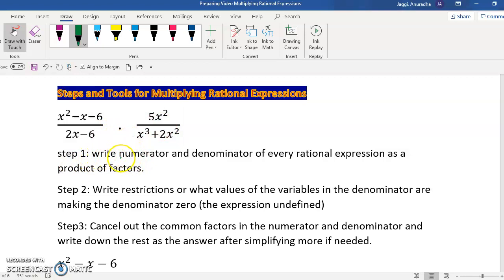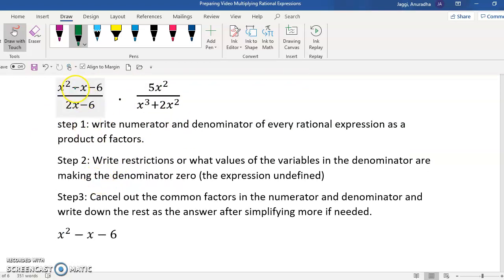Step 1. Write the numerator and the denominator of every rational expression as a product of factors. Whatever you can write as a product of factors, or wherever you can take the GCF out and write it as a product of the GCF and the other factor. So you do that to every numerator and every denominator. Step 2. So you write those as a product of factors, and then you write the restrictions, or what values of variables in the denominator are making the denominator 0, or the expression undefined.